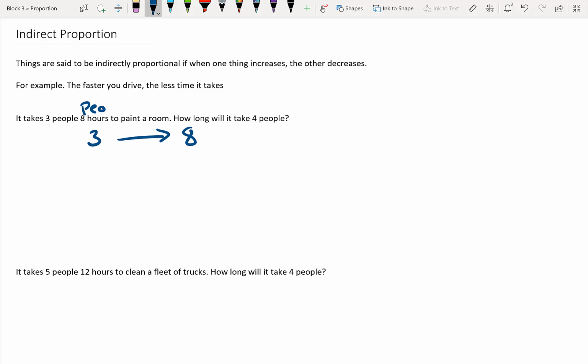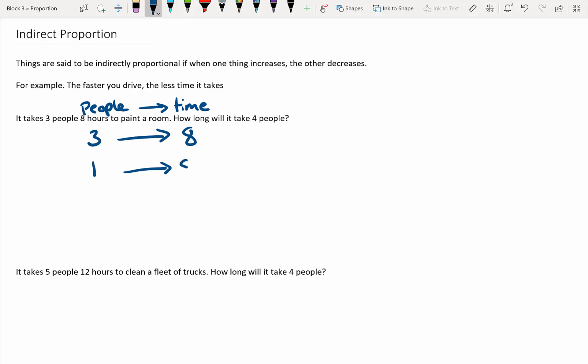So here I've got people to time. If I want to find how long it would take one person, I'm going to have to do something slightly different now. It is going to take them 3 times longer to do it than if there were 3 people doing it. Imagine actually having to paint a room. If you get some of your friends to help you, you're going to get it done quicker. If it's just you, it's going to take longer.